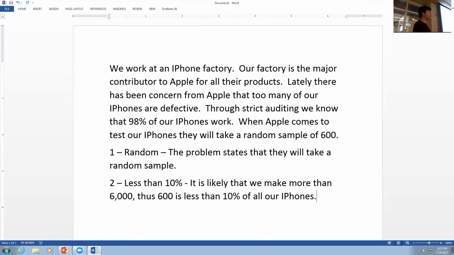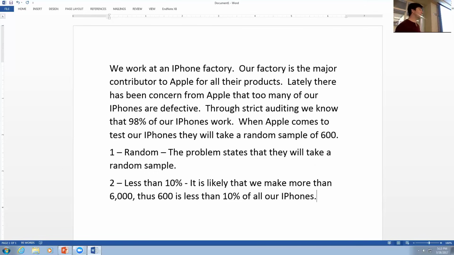6,000, think about it. If we take 600 and times it by 10, that'll be 6,000. Now that's important to us because what's 10% of 6,000? 600. So as long as there's more than 6,000 iPhones made, 600 would be less than 10%.